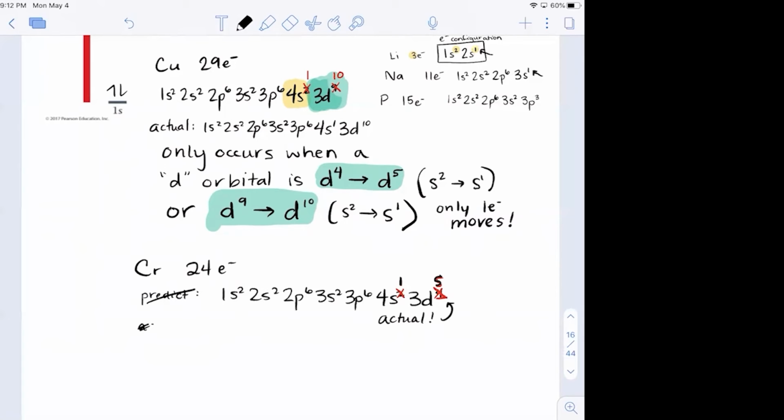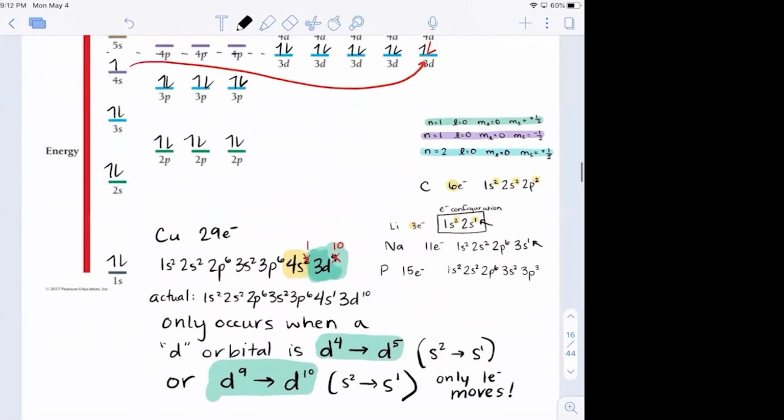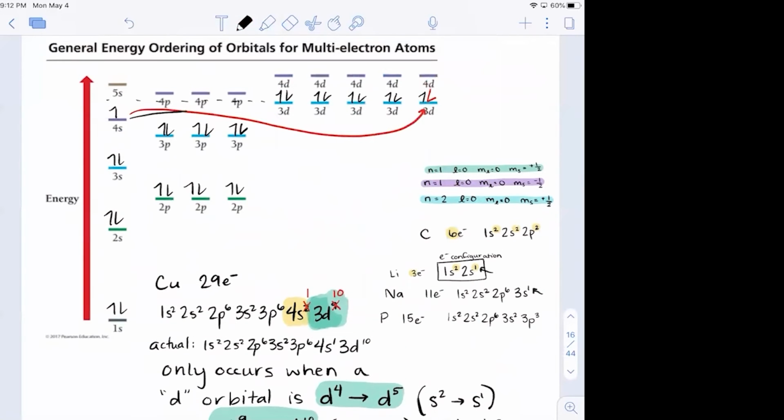Reasoning for that is primarily because of the energy difference between the 4s and the 3d. We can see it a little bit better here. They're very close in energy, these two orbitals. And so completing the n equals 3 is highly favorable versus completing just the 4s orbital.